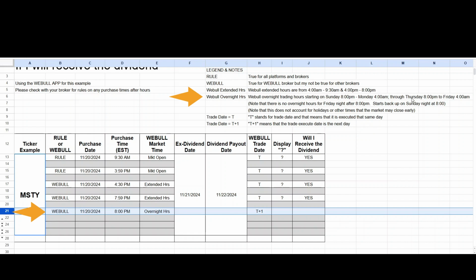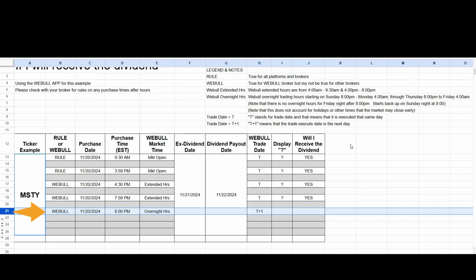So Thursday, it goes from 8 p.m. to Friday at 4 a.m. So early Friday morning, the overnight hours go up to 4 a.m. Then it goes from 4 a.m. to 9:30 a.m. being extended hours. Okay, now we're into extended hours. And then 9:30 to 4 p.m., that's regular market hours.